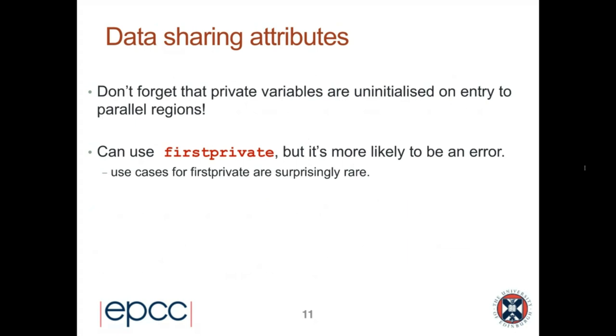So you can use firstprivate to initialize private variables with the value that existed in that variable at the start of the parallel region, or when the master thread encountered the parallel directive, to be more correct. But it's more likely to be an error. The real use cases for firstprivate are rare. So if you find yourself in this situation, then just have a think about what's going on. It's more likely that you actually do want to initialize your private variables inside the parallel region rather than use firstprivate.